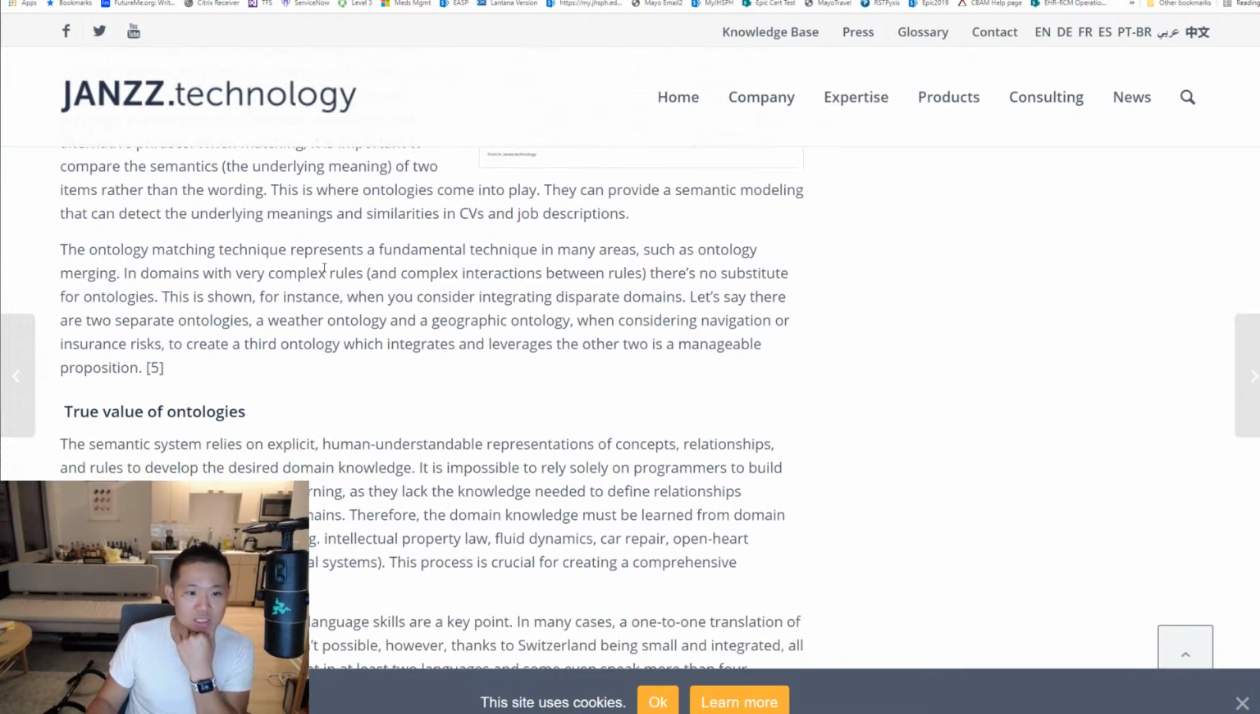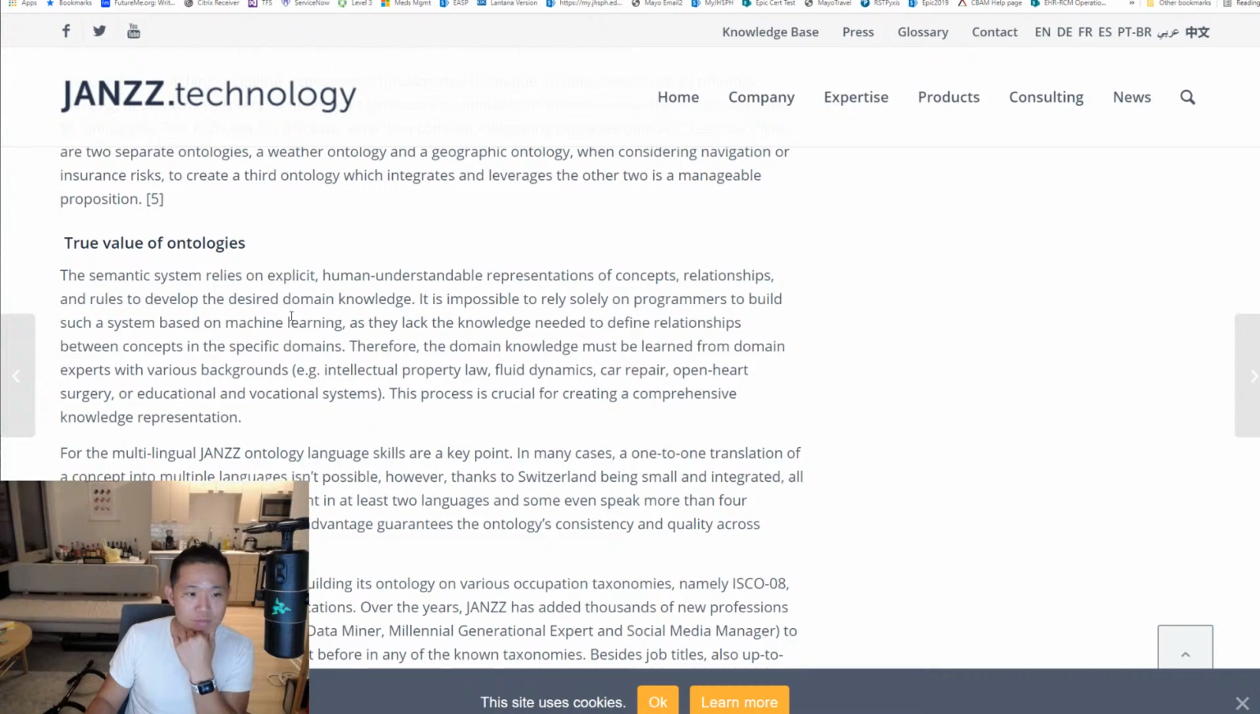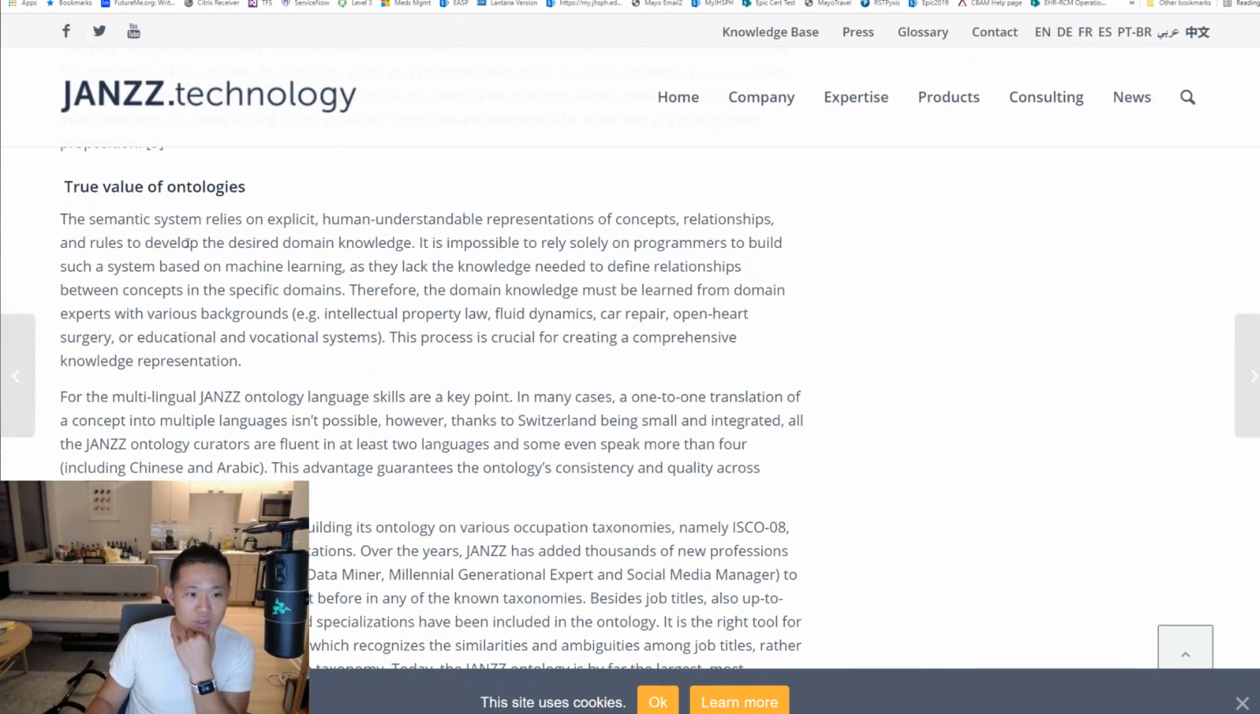The ontology matching technique represents a fundamental technique in many areas such as ontology merging. In domains with very complex rules and complex interactions between rules, there's no substitute for ontologies. This is shown, for instance, when you consider integrating disparate domains. Let's say there are two separate ontologies, a weather ontology and a geographic ontology. Considering navigation or insurance risks, creating a third ontology which integrates and leverages the other two is a manageable proposition. The true value of ontologies.